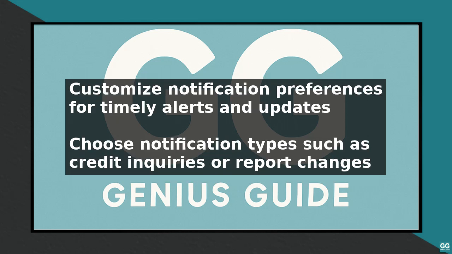After that, configure your fraud alerts by specifying the types of alerts you want to receive and how you want to receive them. For example, you can choose to receive alerts via email or text message. It is also important to customize your notification preferences to ensure you receive alerts in a timely manner.